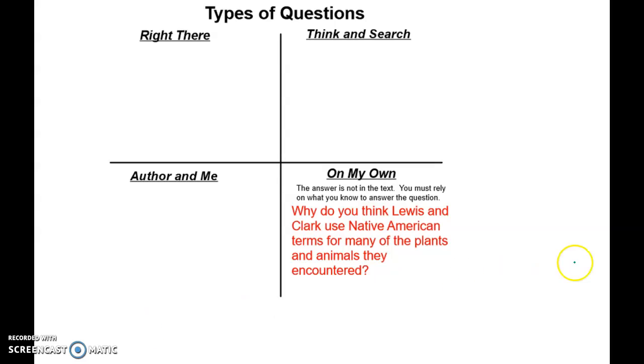And the last one is on my own. On my own, the answer is not in the text. You probably could even answer it without reading the text. It is, why do you think Lewis and Clark used Native American terms for many of the plants and animals they encountered? So I need to use my schema.